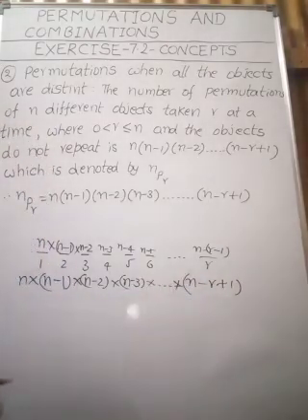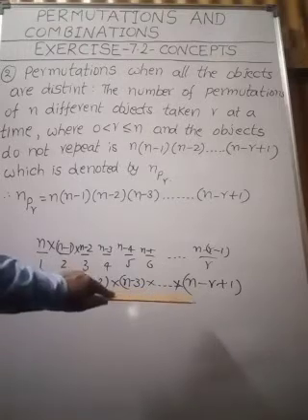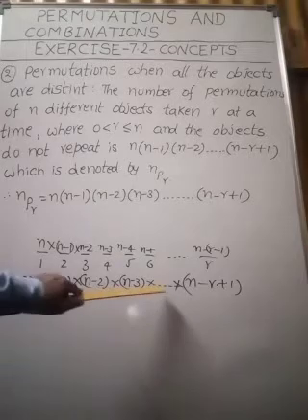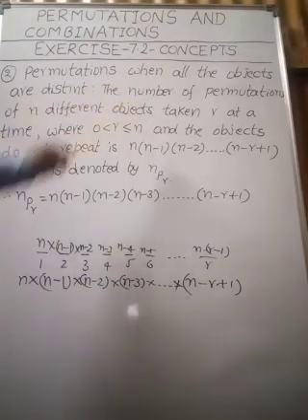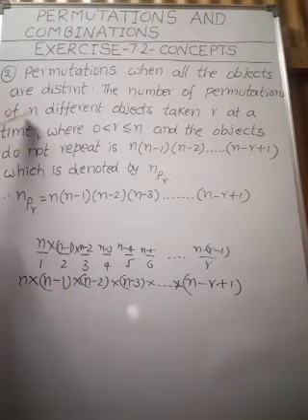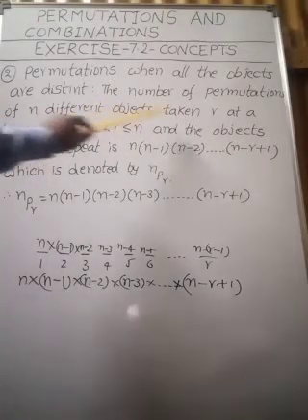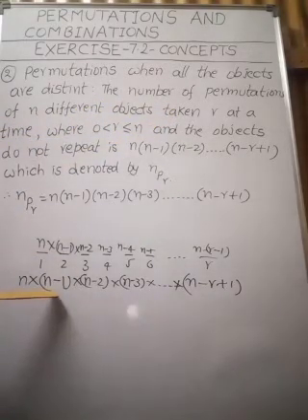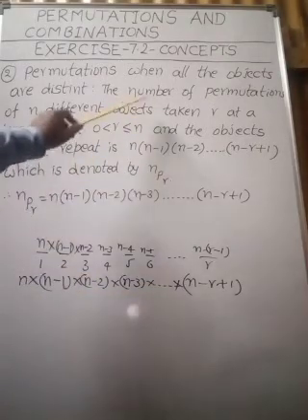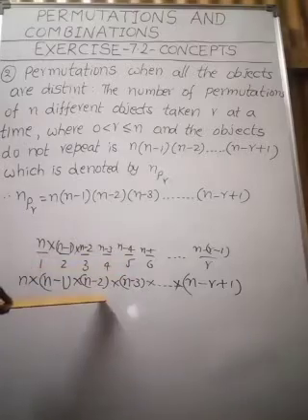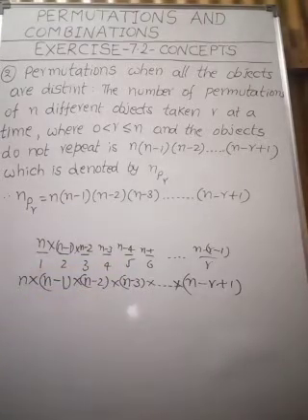So these many permutations are possible. Understood this point, my children? This number denotes the number of permutations of n different objects taken r at a time. This product denotes the number of permutations of n different objects taken r at a time. Understood this point, my dear children? Right.